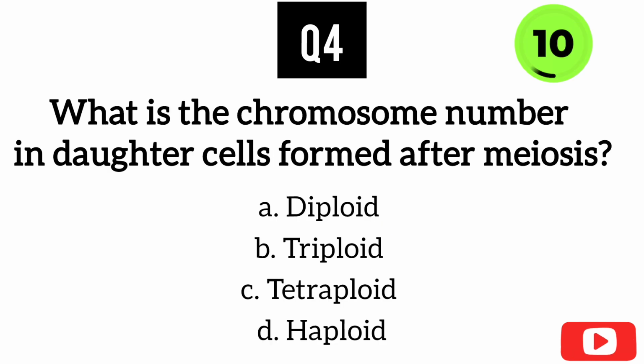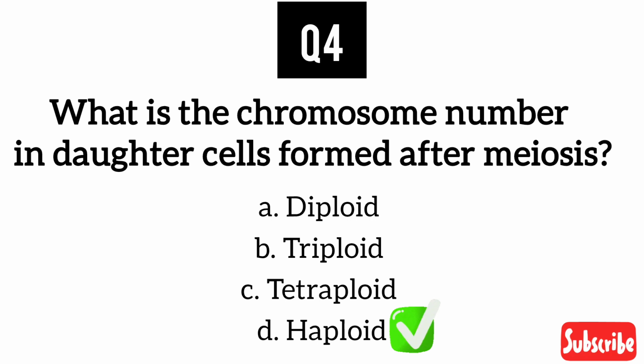Question 4. What is the chromosome number in daughter cells formed after meiosis? A. Diploid, B. Triploid, C. Tetraploid, D. Haploid. So the correct answer is haploid. Meiosis produces 4 daughter cells, each with half the chromosome number, haploid.